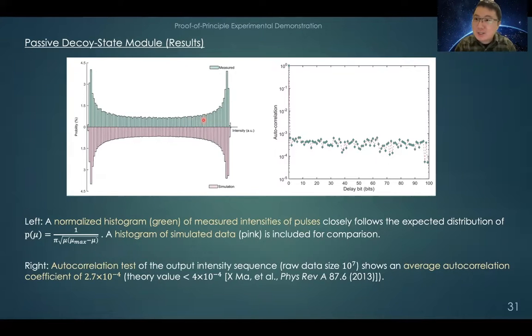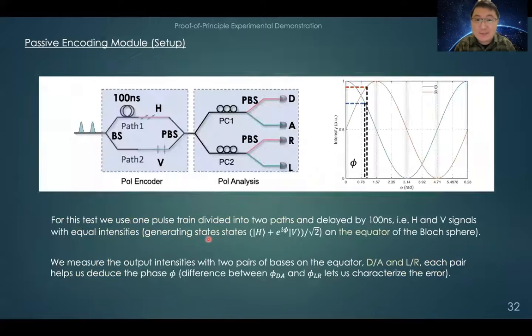So this means that there's good uniformness of the distribution of the phases and also good interference visibility of our sources. We also show a histogram of the simulated data, and as we can see, the experimental one follows it very well. We also tested the autocorrelation of the output intensity sequence, and we see that the average autocorrelation coefficient is within the expected range of the theory value for a truly random string, which means that not only do we have uniformness, we also have randomness of the phases.